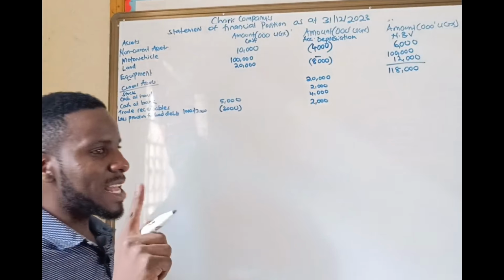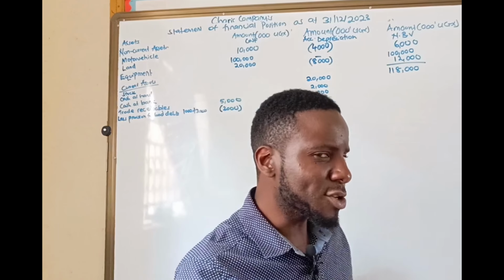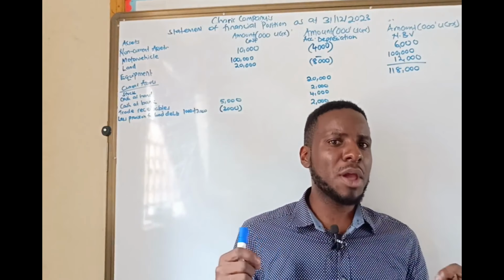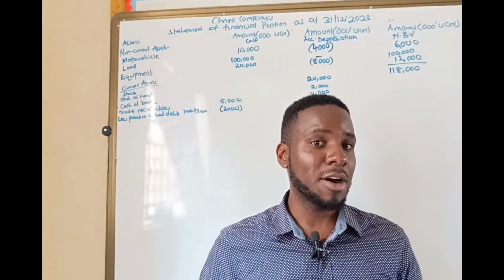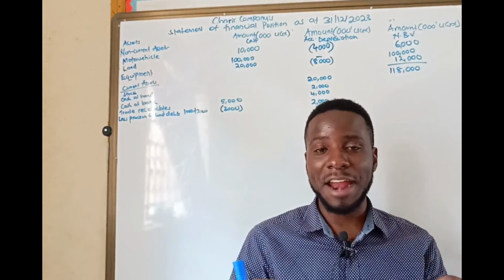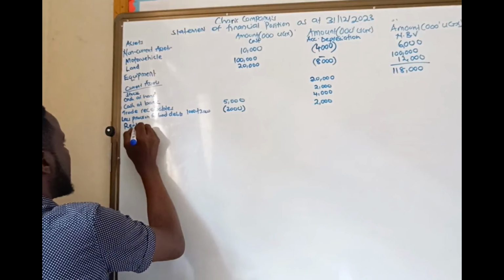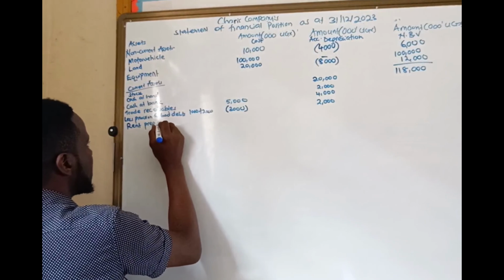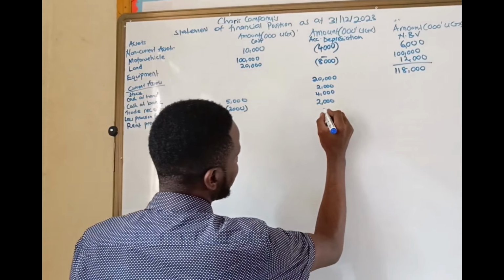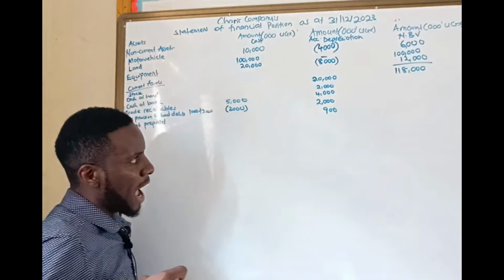Then there's something I talked about when we were calculating the income statement. Remember we had the rent prepaid. Now a rent prepaid, remember I told you it's a current asset. So we bring it here and we say rent prepaid, and we indicate the value as 900.